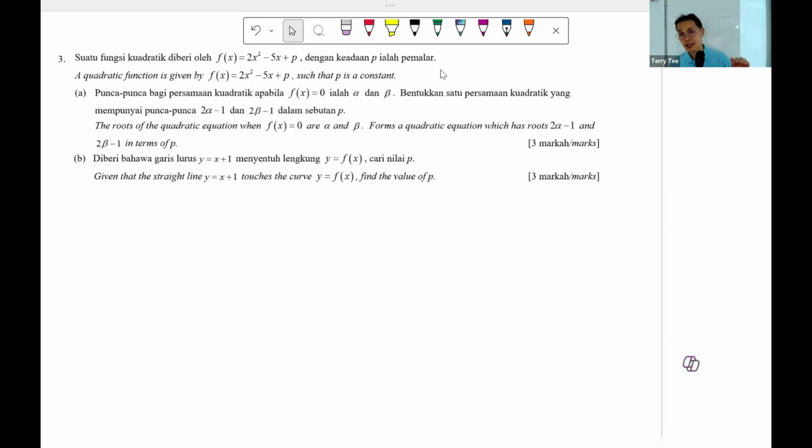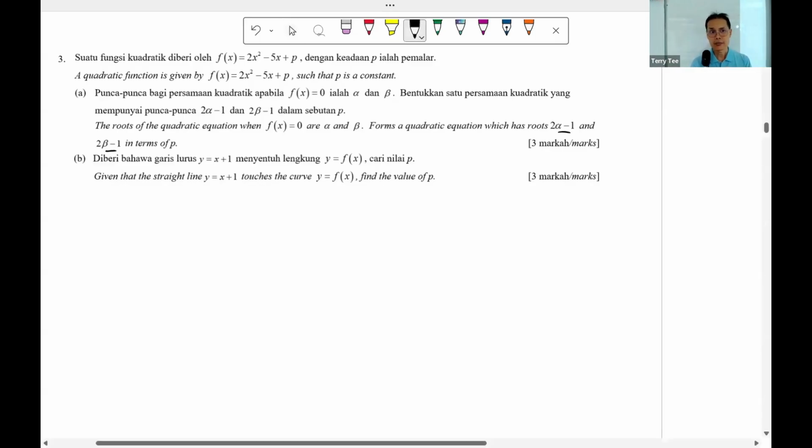Okay, so this is a quadratic function question from Form 4, chapter 2. A quadratic function is given by this, right? f(x) equals 2x squared minus 5x plus b, such that b is a constant. All right. The roots of this quadratic equation are alpha and beta. So form a quadratic equation which has roots of 2 alpha minus 1 and 2 beta minus 1 in terms of b. Okay, so you all know how to do SOR and POR, all right?